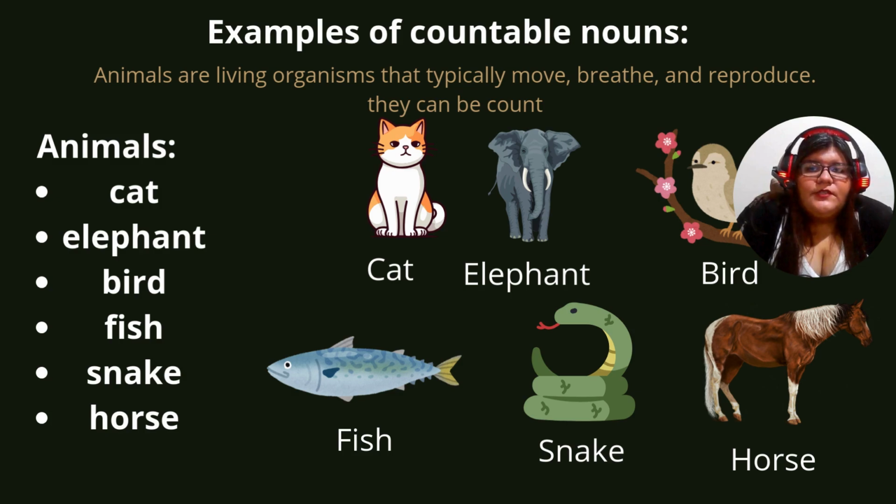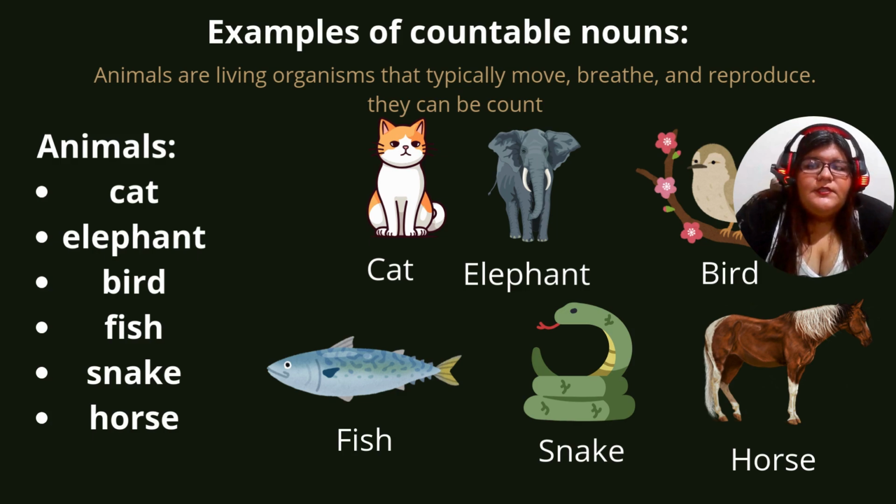Animals are living organisms that typically move, breed, and reproduce. They can be counted. For example, the cat, the elephant, the bird, the fish, the snake, and the horse. For example, you can say, how many cats do you have? Because they are typically domestic, right? I have one, I have two cats, I have three, and so on. You can count the animals.